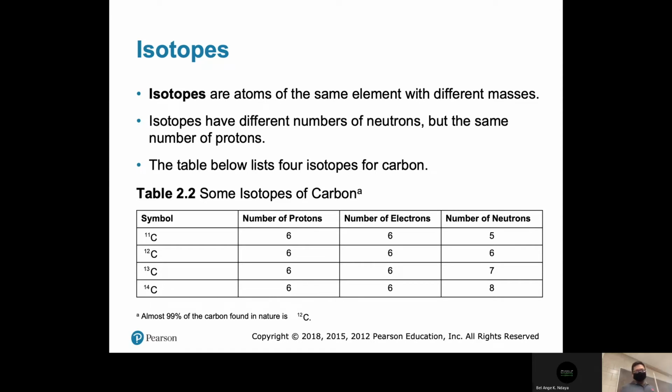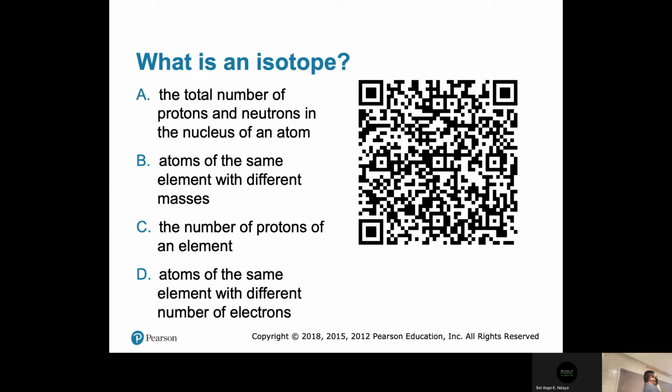So, all right, your first QR code question for today. Scan that bad boy. Scan that bad boy and answer the question. We'll see the distribution in a second of how you answered this question.